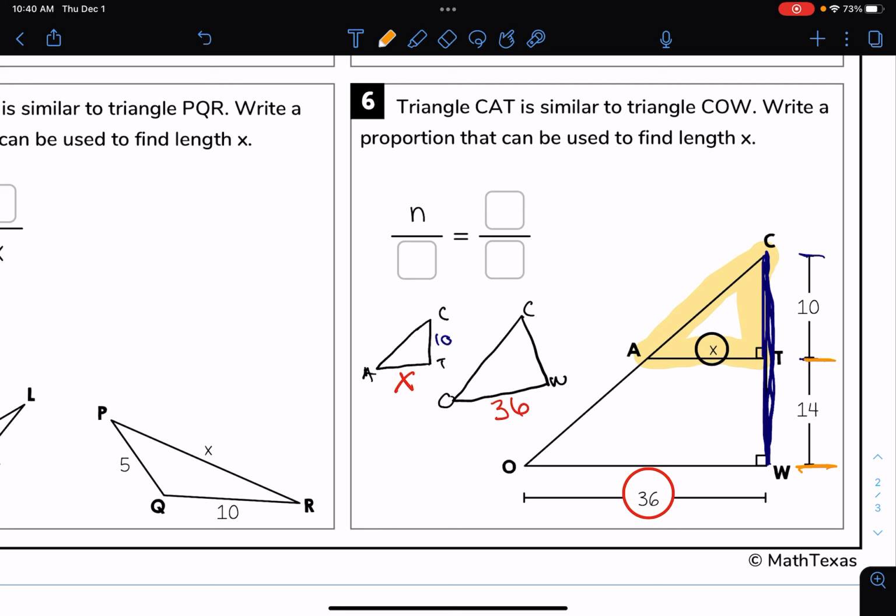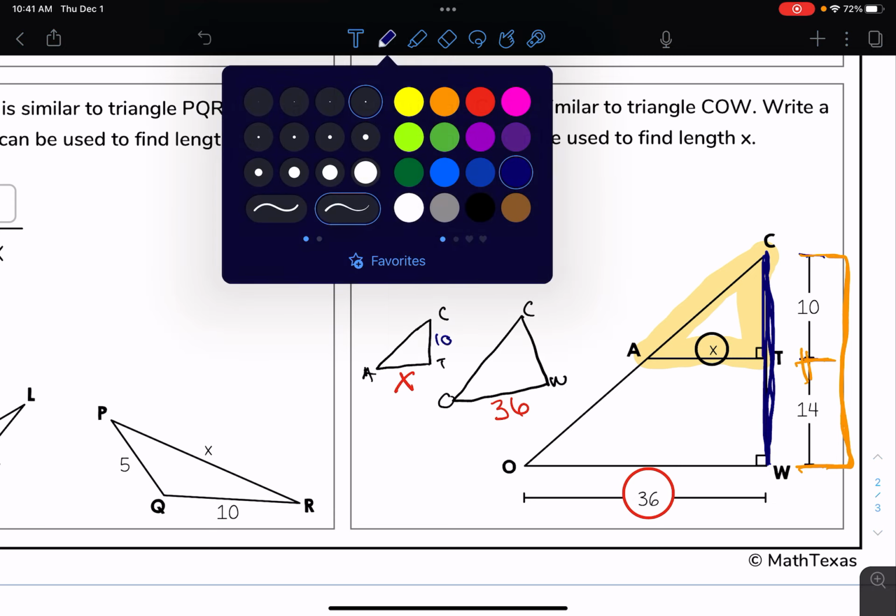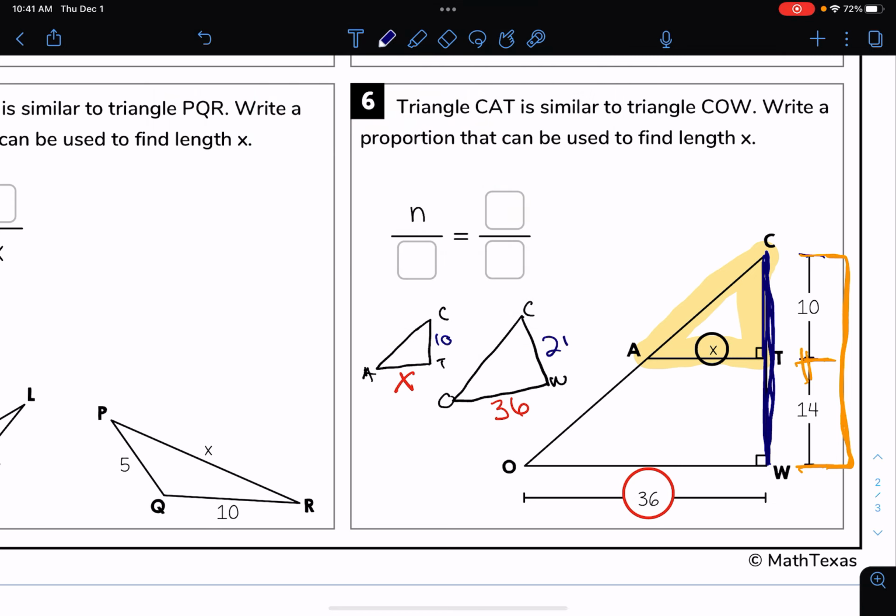So essentially, you need to know the length of the whole thing. So how would you find the length of the whole section? That's right. If you said add, you're correct. So that means you're going to take 10 plus 14. So what's 10 plus 14? 24 is correct. So that means that side length CW measures 24, has a measurement of 24.